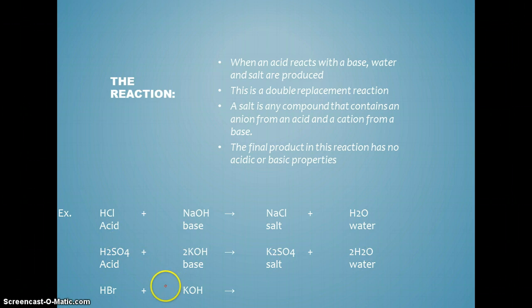All right, so let's try one on our own. So we have HBr, hydrobromic acid, reacting with potassium hydroxide. So the H and the K are going to replace each other, which means we're going to make KBr, with the K as 1+ and the Br as 1-. So our salt will be KBr, and then the H and the OH make water. So it is making the salt and the water, which is neutral.